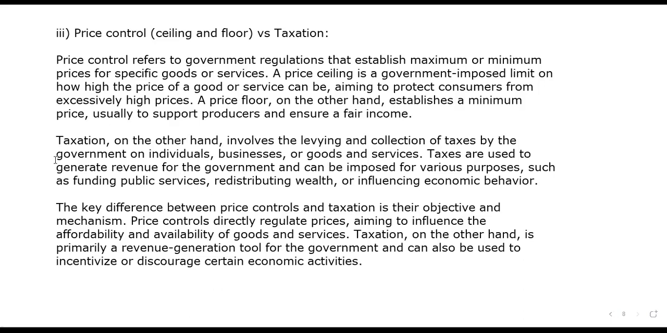Taxation, on the other hand, involves the levying and collection of taxes by government on individuals, businesses, goods or services. So taxes are used in the fiscal policies of government to generate revenue for government operations. There are taxes imposed on various individuals, goods and services for what we call government spending. Government taxing is important for redistribution of wealth and also influencing economic behavior. The difference between tax and price controls is in their objectives. Price controls basically regulate prices, aiming to influence affordability and to avoid exploitation, whereas taxation is primarily the main revenue generation tool that government uses, as an incentive to discourage or encourage economic activities.